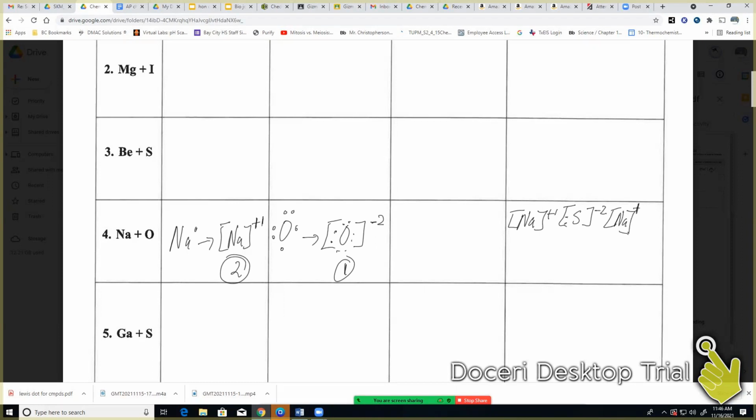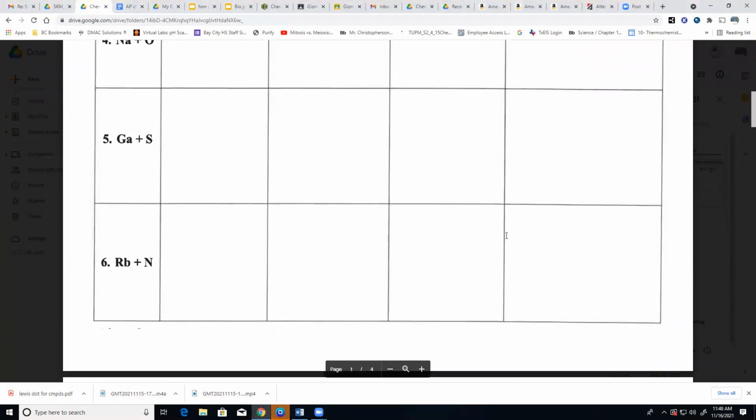And then I would need to put some dots around here. And then what would my formula be? Na2. Oh, I did that last period too. Sorry, y'all. Na2O. And then what would my name be? Sodium oxide. All right. So I'm going to show you one more that is a little bit more difficult, but it's a combination that you kind of see a lot. So it's number 5. And we'll just kind of work through it together.